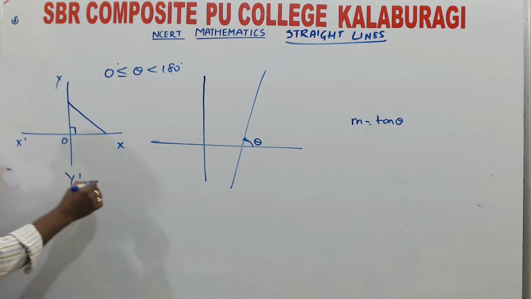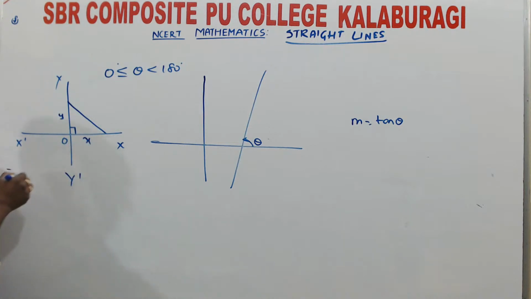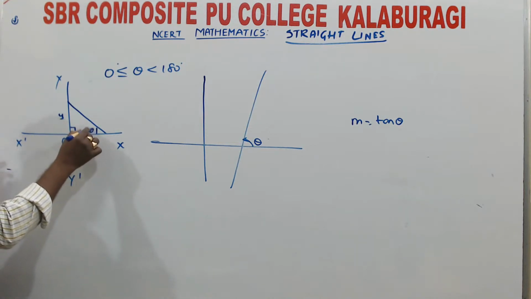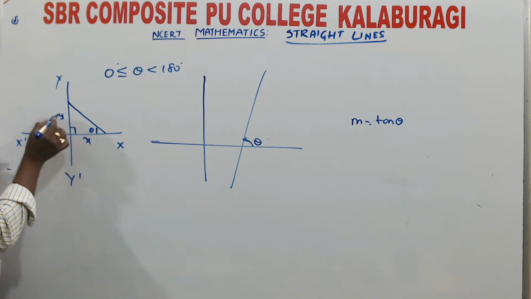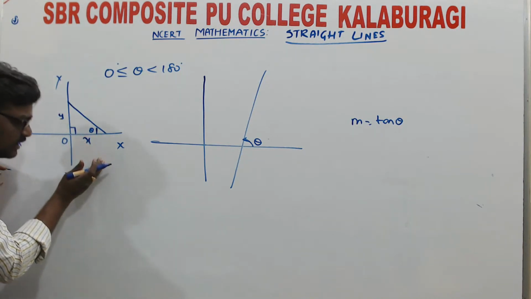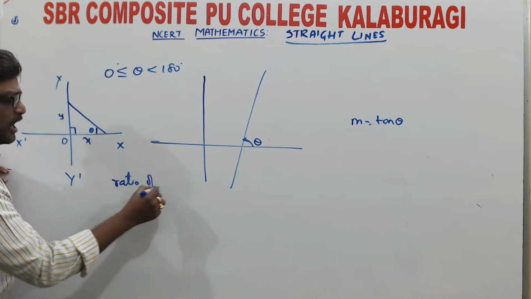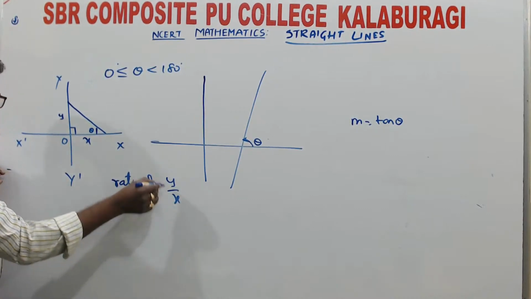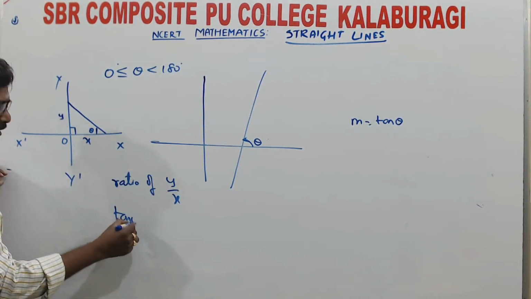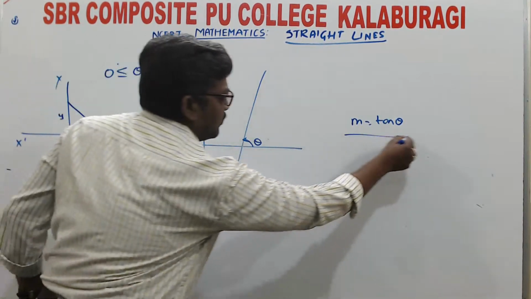If you are taking simple logic here, we have to take y by x always. Whenever we have to make the angle in the right angle triangle, first of all, we start with the ratio of y by x. When you get y by x, tan theta equals y by x. Therefore, we have taken slope as m equals tan theta.